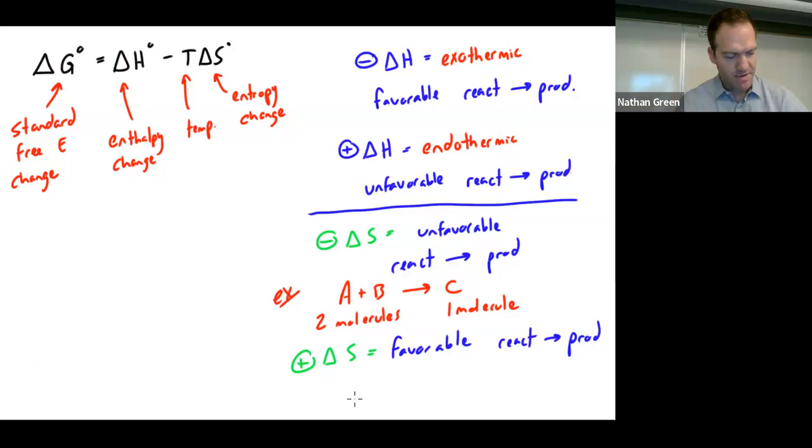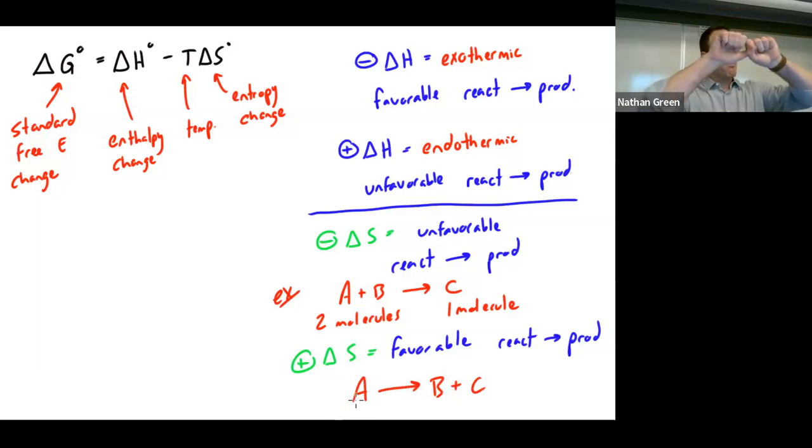An example of that would be if you took A and turned it into B plus C. Here I'm taking a molecule and I'm breaking it apart to form two other molecules. One molecule is forming two. So I've increased the randomness, I've increased the disorder, I've increased the entropy in that example.